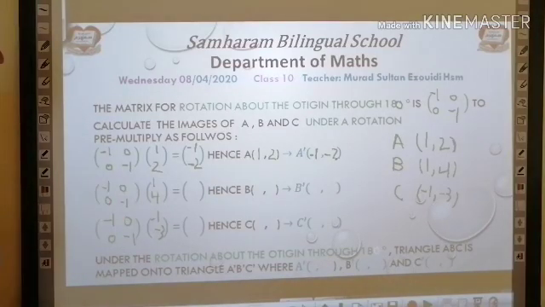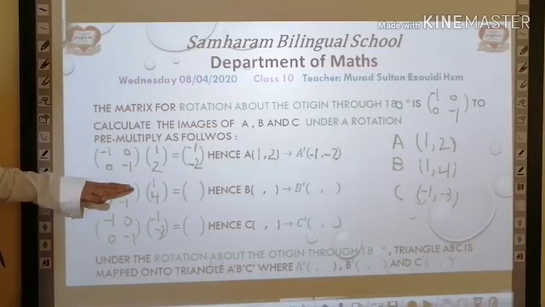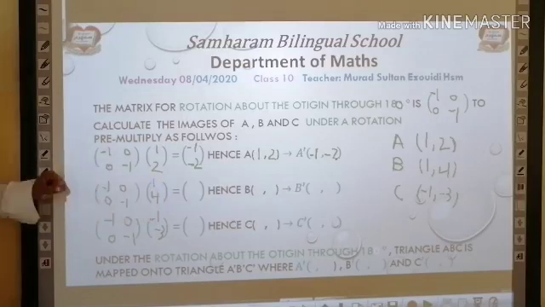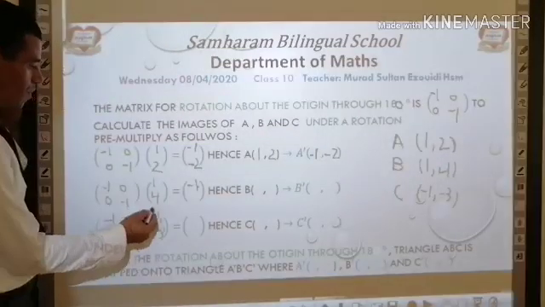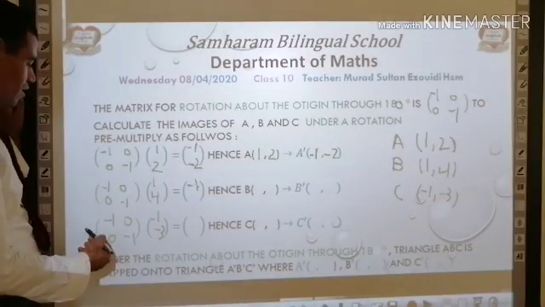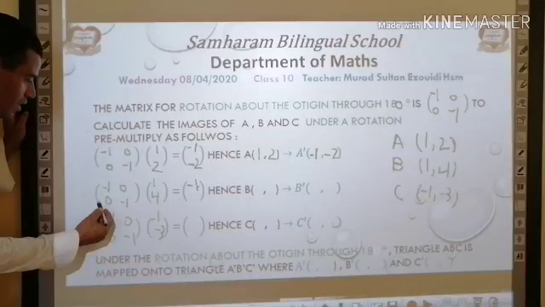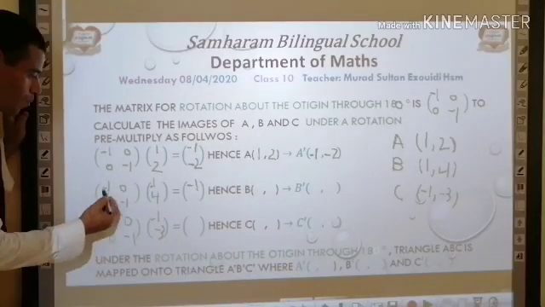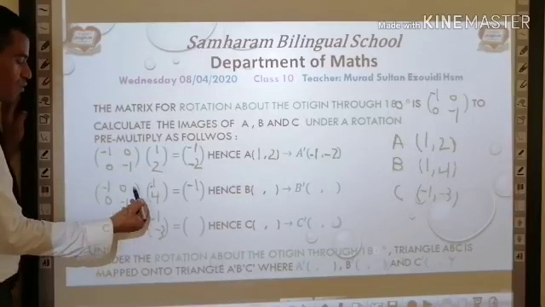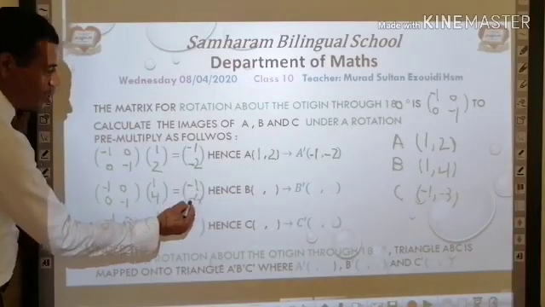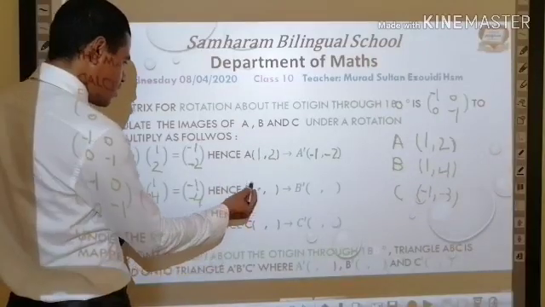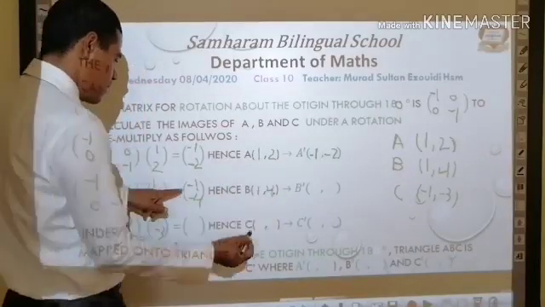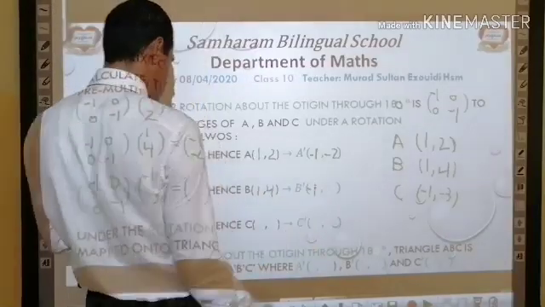This matrix multiplied by the vector 1, 4. As the first step, I multiply the first row by the first column. Then -1 multiplied by 1 is -1, then 0 by 4 is 0, so -1 plus 0 is -1. Then 0 by 1 is 0, plus -1 multiplied by 4 is -4, so 0 minus 4 is -4. I will write the conclusion that B of coordinates 1, 4 maps to B prime of coordinates -1, -4.